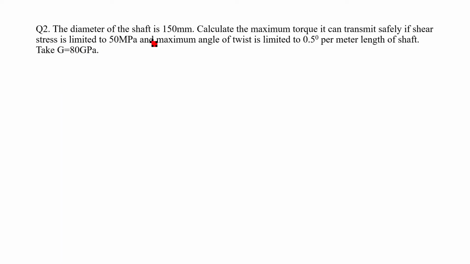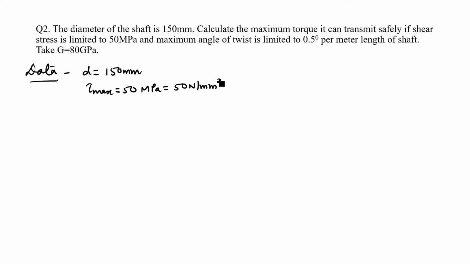The diameter of the shaft is 150 mm. The value of D is given to me. Calculate the maximum torque it can transmit safely if the shear stress is limited to tau max, which is 50 megapascal, which is 50 Newton per mm square, and the maximum angle of twist is limited to 0.5 degree. So theta is 0.5 degree.